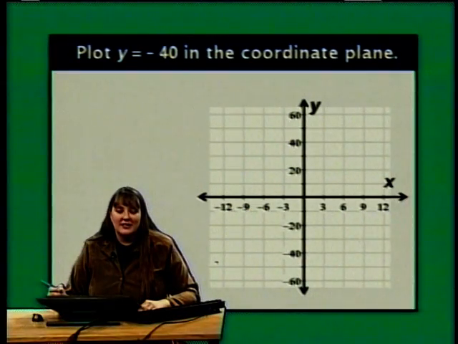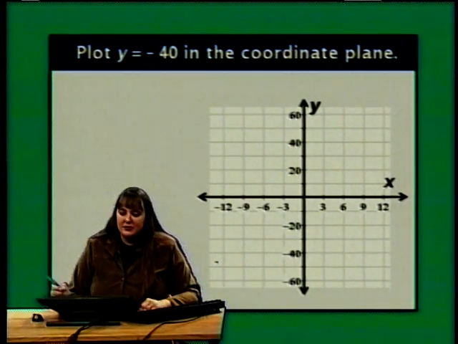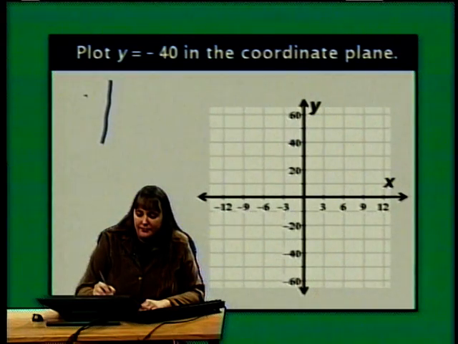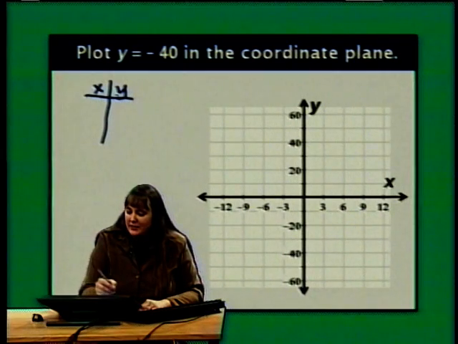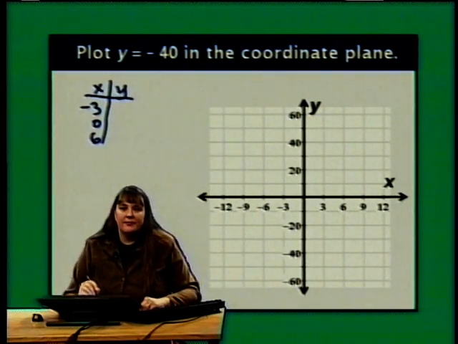Now let's look at horizontal lines. Let's plot y equals -40 in the coordinate plane. I have an indication here that I have an equation in two variables, even though I only see one variable, y. I'm asked to plot this in the coordinate plane, and I see on my axes the variables x and y. So let's think about this. If I pick some x values, and I'm going to pick some based on the scales I see on these axes, -3, 0, 6.